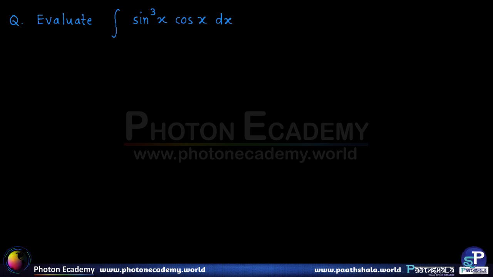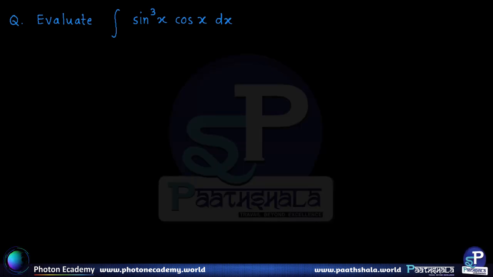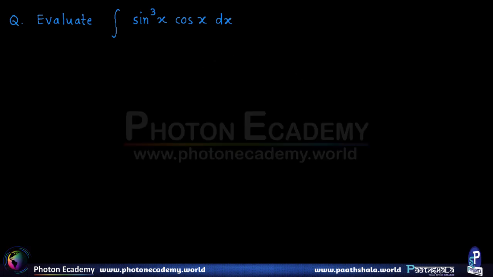Here we have to evaluate the integral of sine cube x into cos x dx. So let us once again recollect what we want to do in substitution. Are we able to spot any function which can be replaced with, say, t, and the derivative of that function is present in the numerator? So here we can easily see that if we call sine x as t, then the derivative of sine x is cos x, which is correctly present in the numerator as we want.